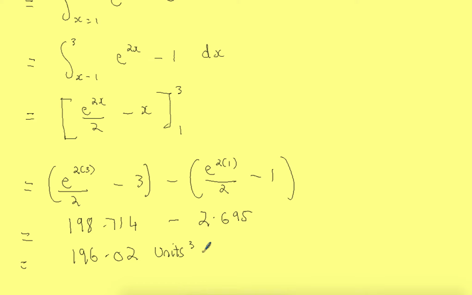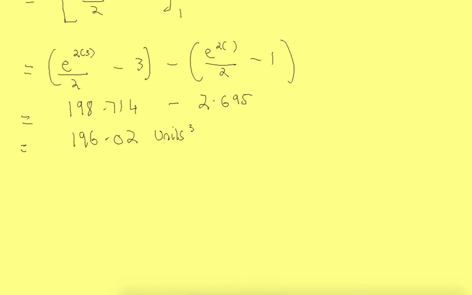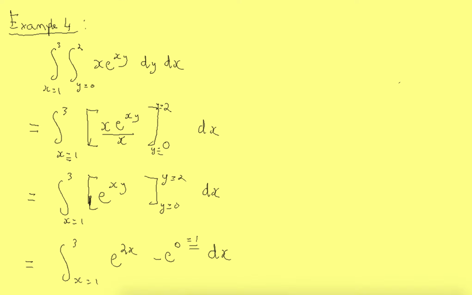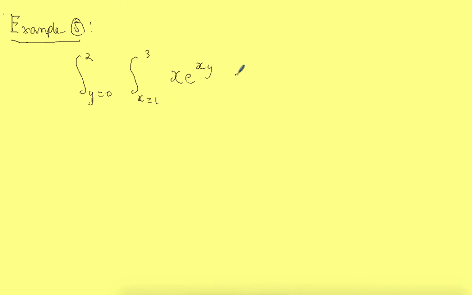Right, now what I want to do is do it the other way, right? So let's have a look at the other way. I'll just do it over another page, and I'll show you why. So the other way, if we choose to do this next way, which is example 5, I want to integrate between y equals 0 and 2, the integral of x equals 1 and 3 of x e to the power of xy dx dy, right?